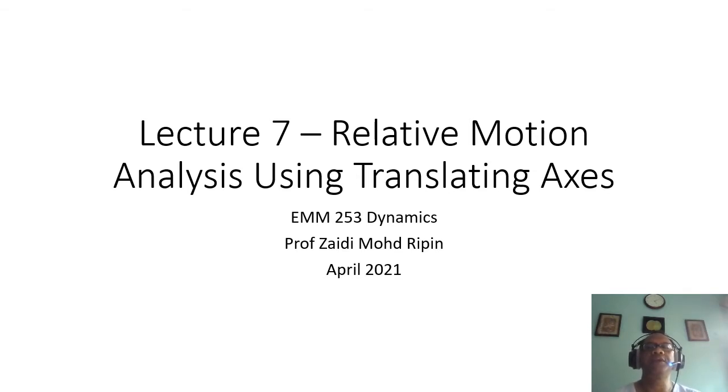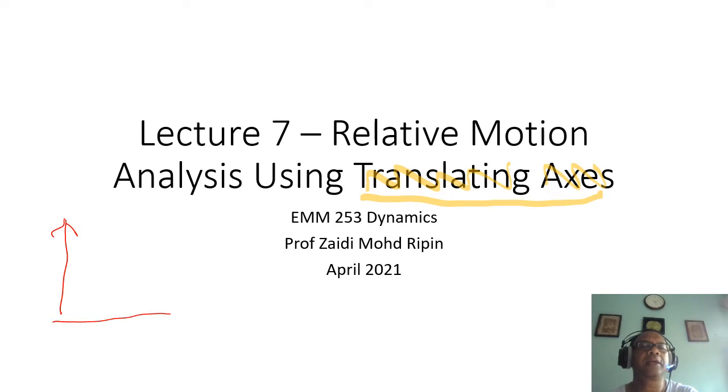Today we will cover lecture 7, the relative motion analysis using translating axis. Let me explain a little bit what we mean by translating axis. Translating axis means that we have a system with an axis xy, and usually we measure something from this axis.